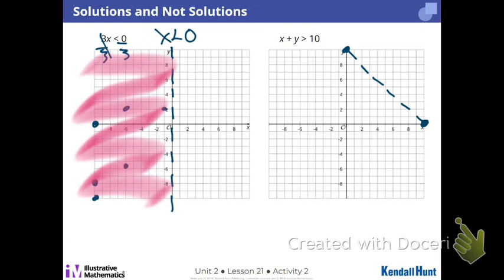So what's a really good point to test? The origin. If the origin works, it better be in the shaded region. If it doesn't work, it better not be in the shaded region. So let's test 0, 0. Is 0 greater than 10? No, so the origin better not be in the shaded region.